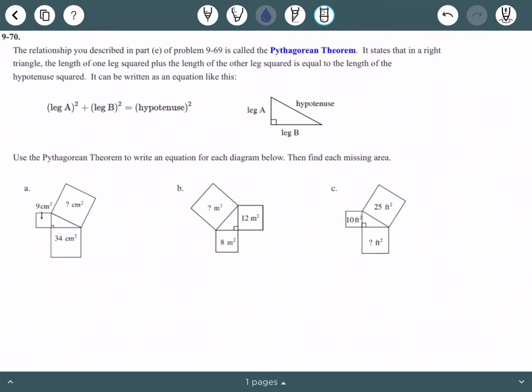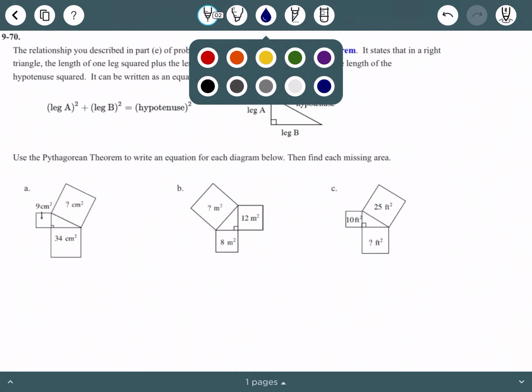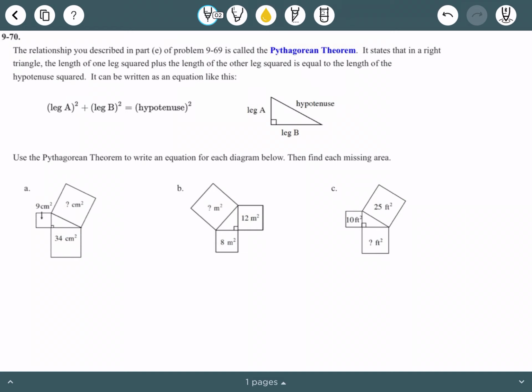Now, a couple things that you need to write down. This is not optional. You really need to write this down because I guarantee you are going to need to know this in other math classes as well as on tests and quizzes for us. So I'm going to show you, we have leg A and leg B here. So those are the legs of the triangle. And it does not matter which one we call A or which one we call B. You can use whichever one you want.